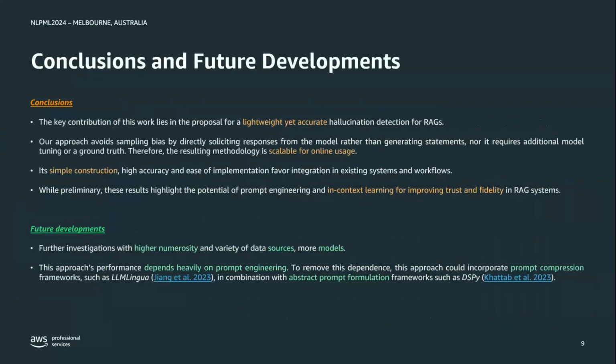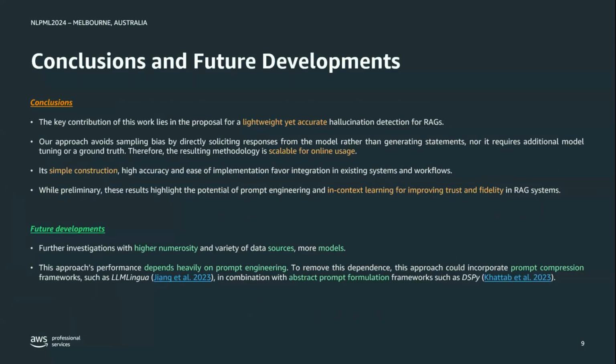So in conclusion, our key contribution is to propose a lightweight, accurate hallucination detection module for RAGS. We developed this for our customers. We use it in enterprise applications with high performances, and we use it with different models depending on the functional and non-functional requirements from our customers.